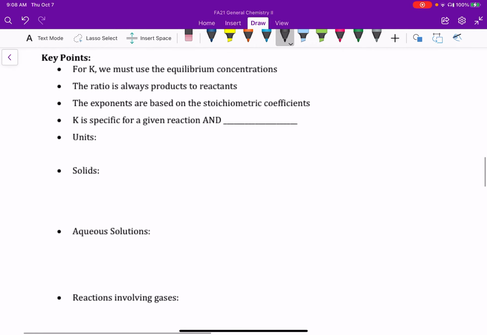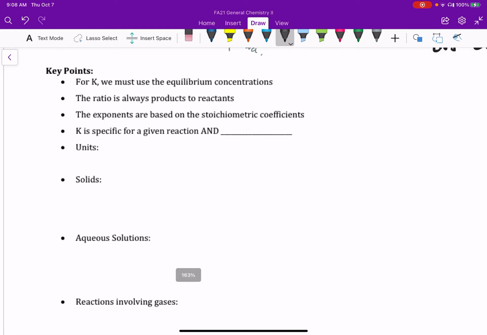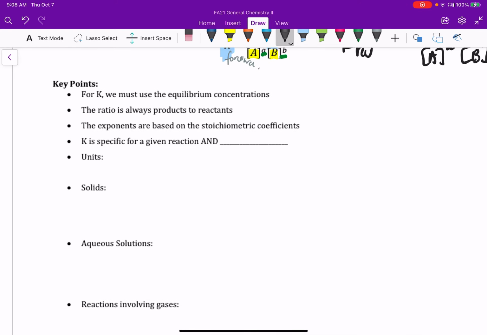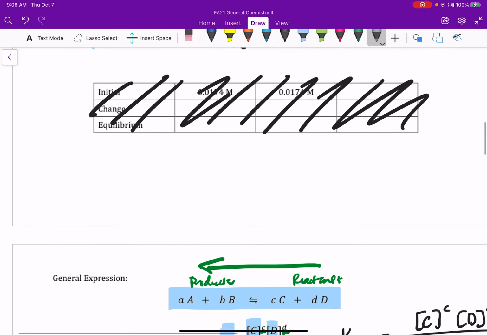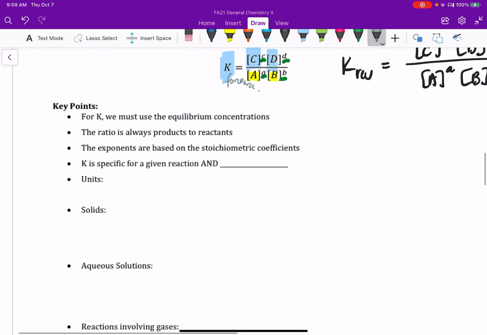So we have a couple of key points that we always want to think about or remember when we're dealing with equilibrium constants, equilibrium conditions. So the first is kind of inherent in the name. If we're calculating K, we have to make sure that we're using equilibrium concentrations, right? We don't want to be using a concentration from, say, this point in time. So at this point in time, we're not at equilibrium conditions, so we cannot calculate this equilibrium constant. The ratio is always products to reactants, so we've already mentioned that a couple of times. So it's easy to remember that's consistent. It's always going to be set up that way.